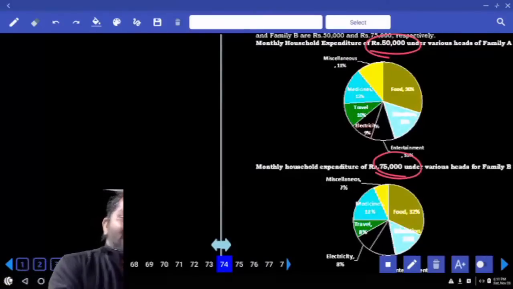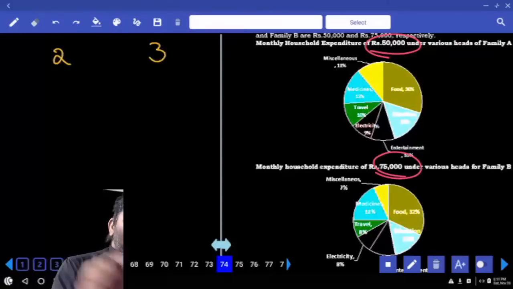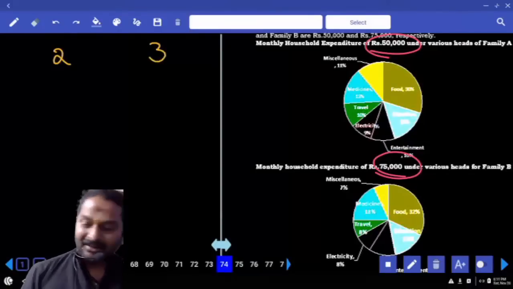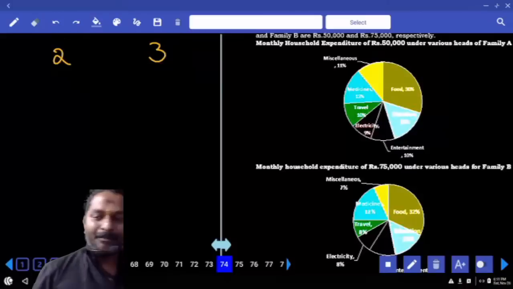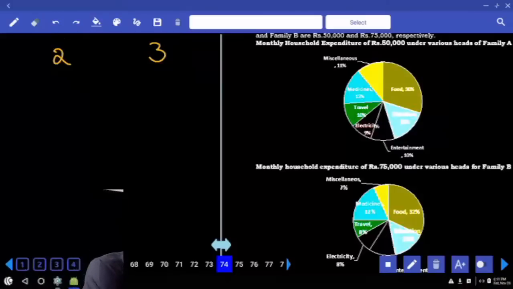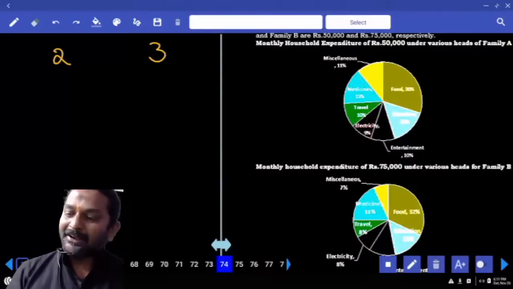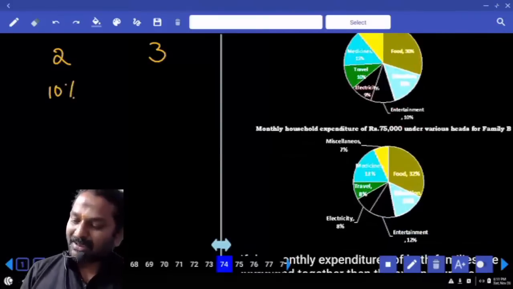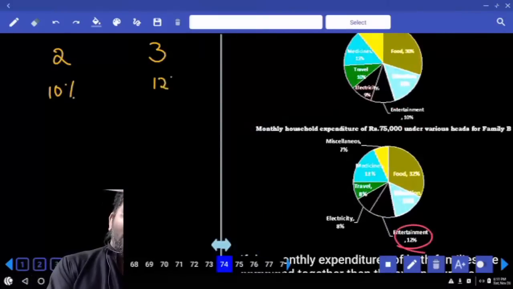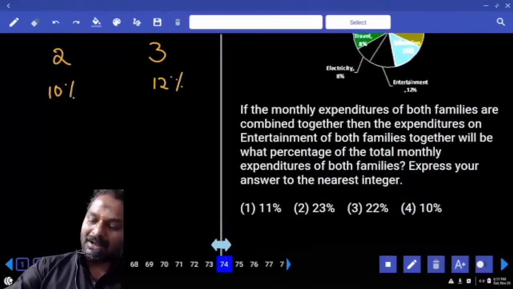50,000 and 75,000 both are in the ratio 2:3. Yes, so 2 parts is related to family A, 3 parts related to family B. మనల్ని exact number అడిగినట్లయితే we need to consider 50,000 and 75,000. If you are asked to calculate ratio or percentage, you can directly consider ratio. Okay na? All right. Entertainment ikkada enta percent undi? 10% ఉంది. నెక్స్ట్ ఫ్యామిలీ Bకి ఎంత పర్సెంట్ ఉంది? కమాన్, 12% ఉంది, అవునా కాదా?